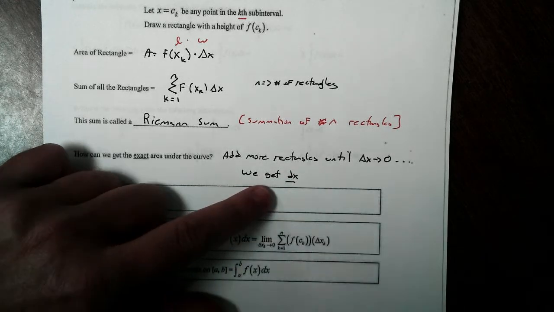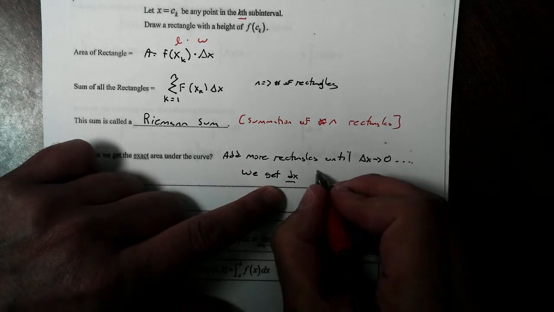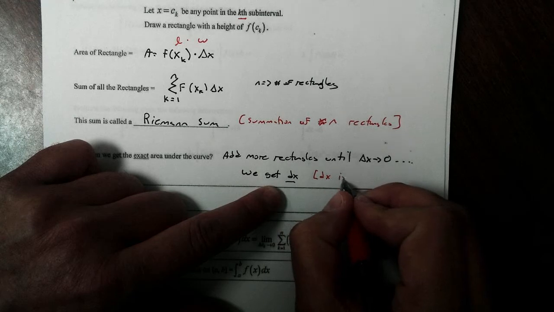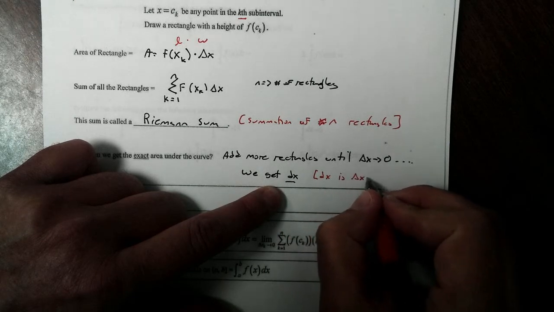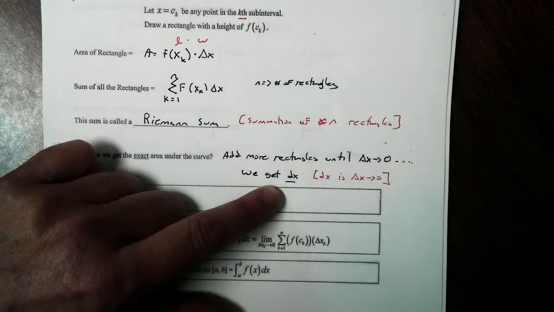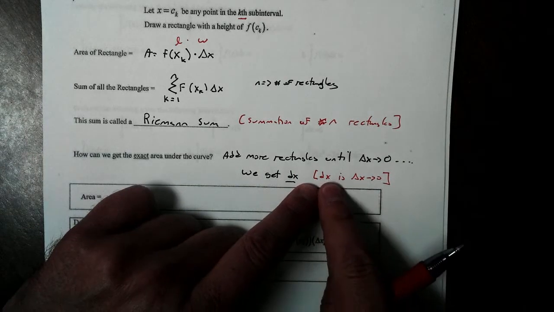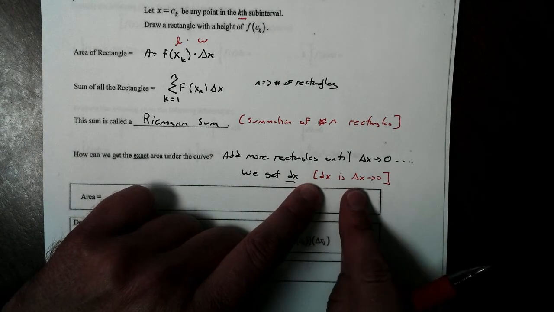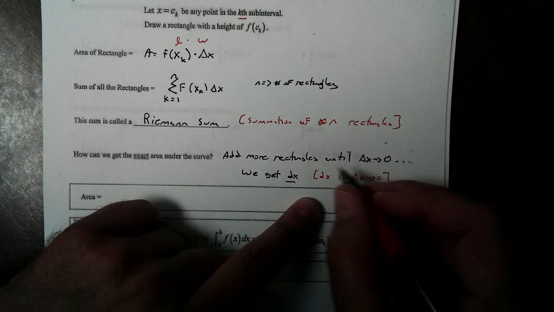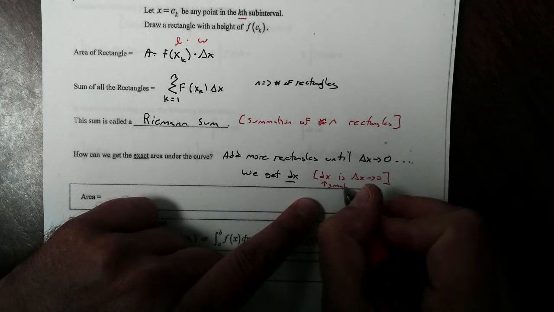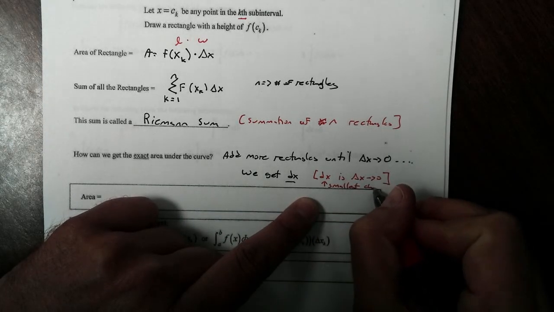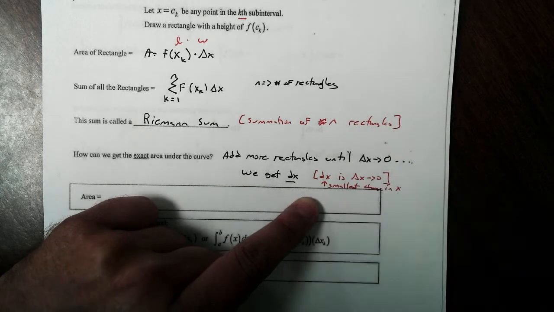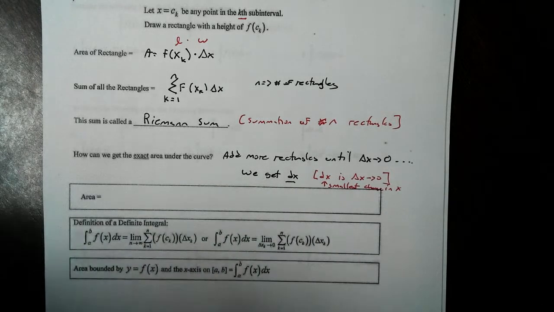So this is the definition of what the differential is. dx is delta x going to 0. dx is the smallest change in x. That's what this says. It's the smallest change possible in the differences of our x's.